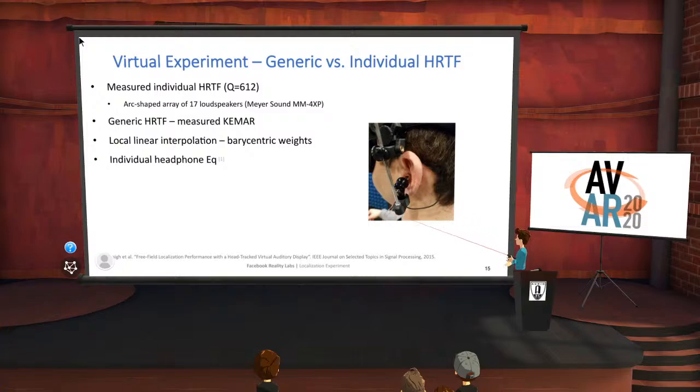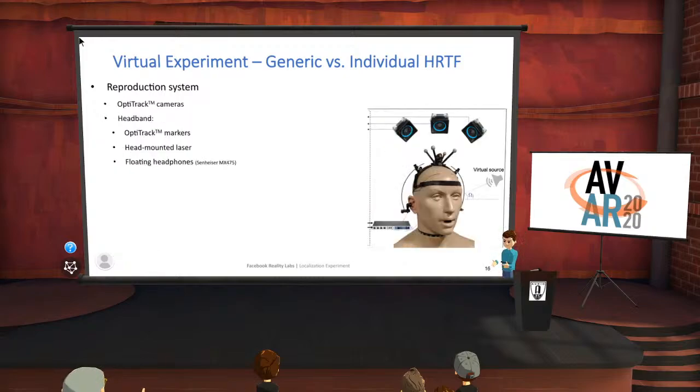You can also see in this picture that we're using what we call floating headphones. It was suggested by Romai for localization experiments. The idea is that we can measure the individual headphone EQ without touching the headphone at the beginning of each session, and also compare real and virtual sound sources without affecting the real sound, or with only a small effect.